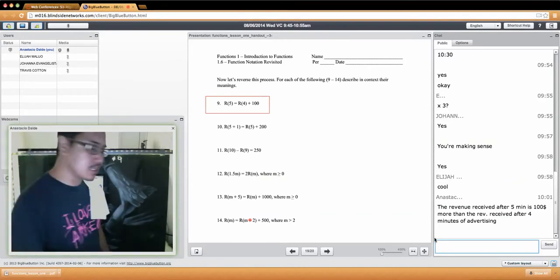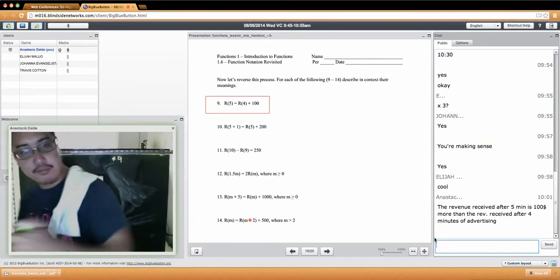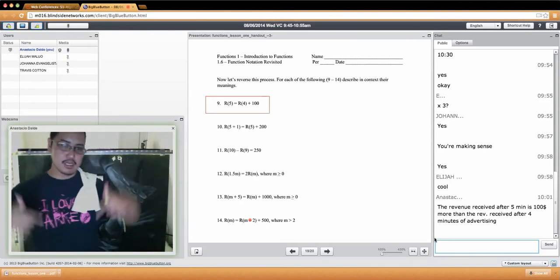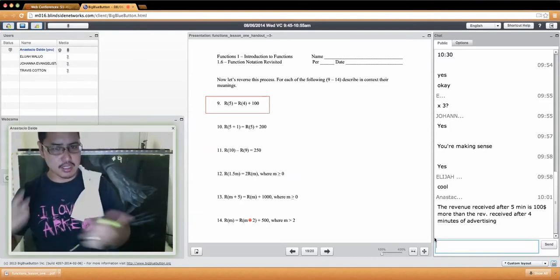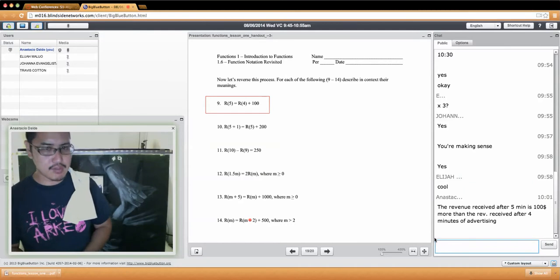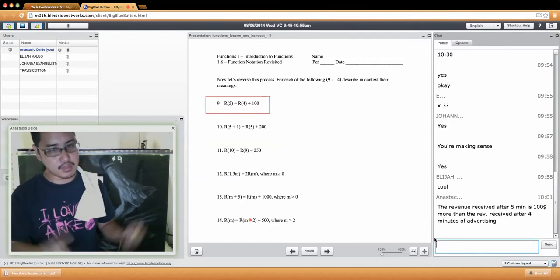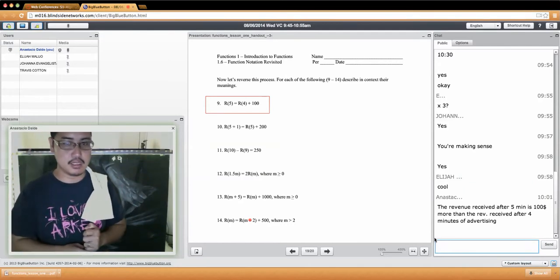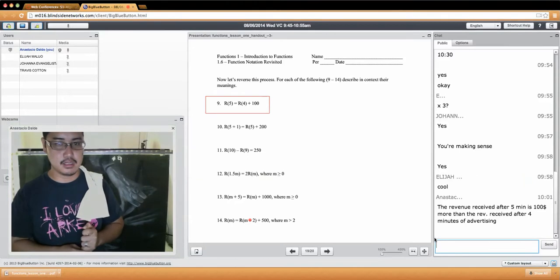Because this represents the revenue after 5 minutes, the R4 represents the revenue after 4 minutes. The $100 is the difference that they make. You would have to add $100 to the revenue of 4 minutes to make it equal to the revenue of 5 minutes. Does that make sense?